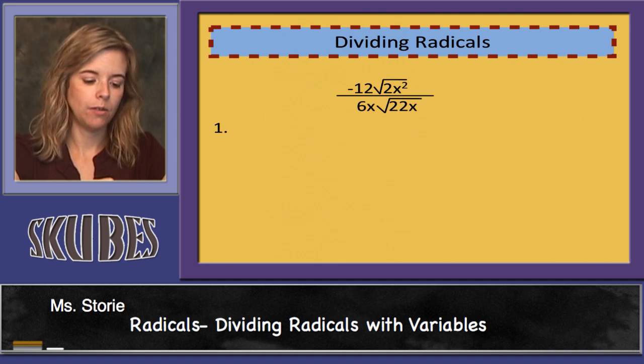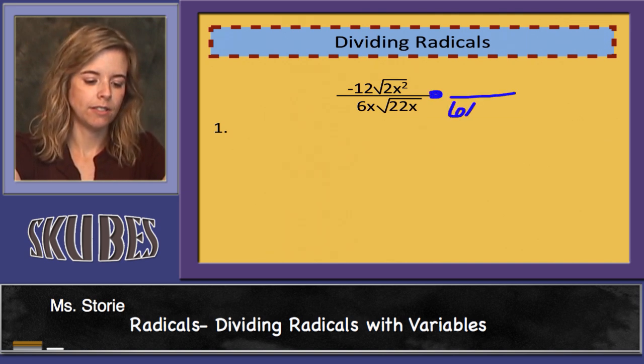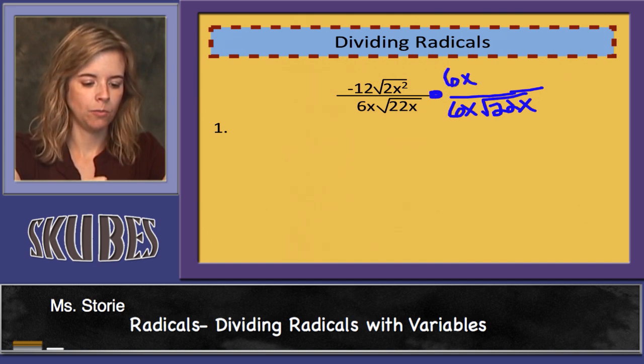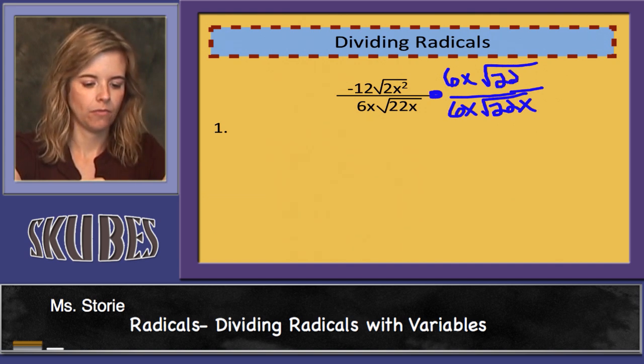We're not going to divide, we're going to multiply first, and we're going to multiply it by whatever is in the denominator. So that's 6x radical 22x. And if you multiply it to the denominator, you have to also multiply it to the numerator. Whatever you do to the bottom, you have to do the top, and vice versa.